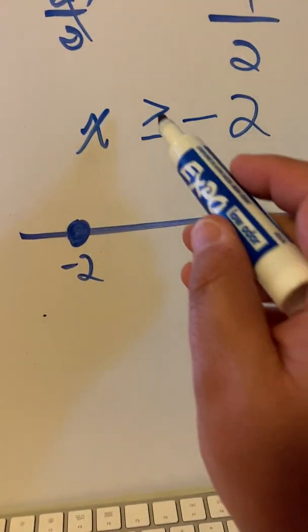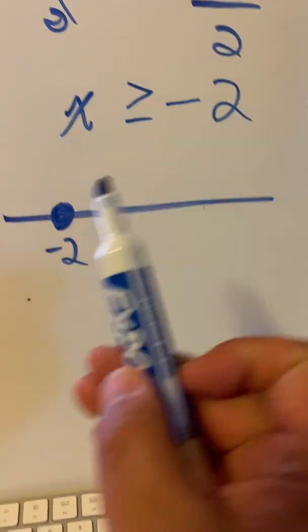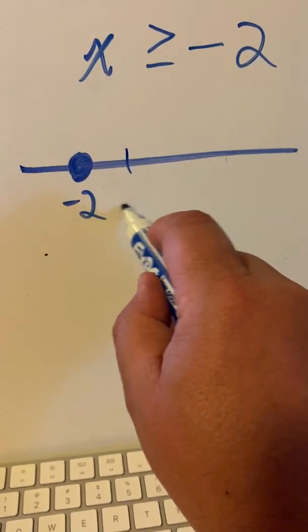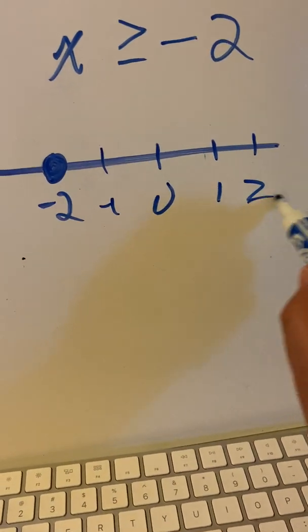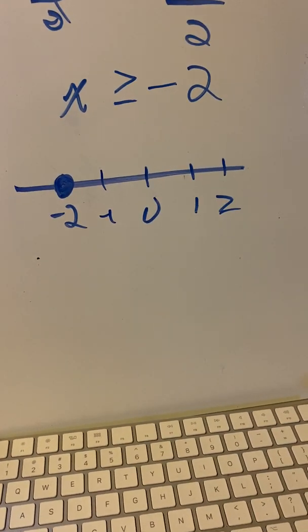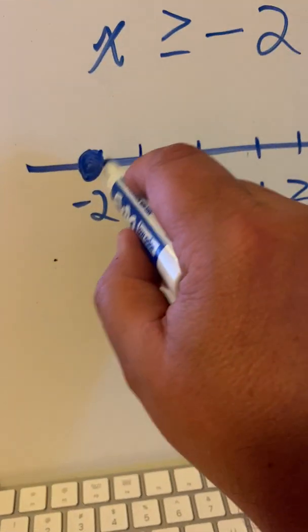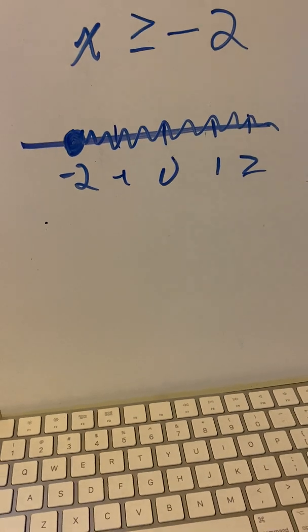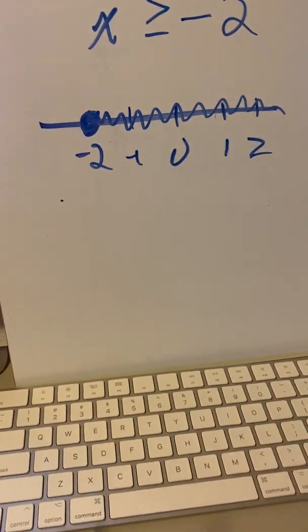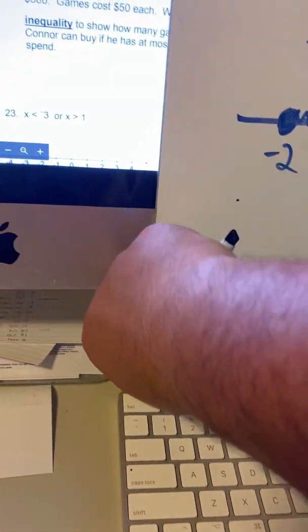And it is all numbers greater than. Greater than numbers go to the right on the number line. If you look at that, they get bigger to the right. So that means everything's shaded to the right. That's what the graph should look like: closed circle at negative 2, and everything shaded to the right.